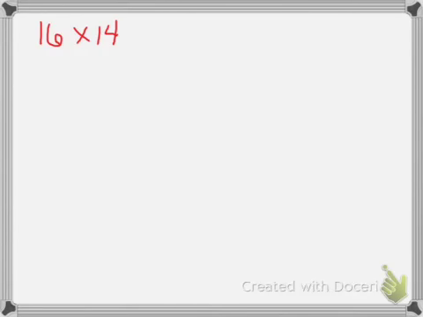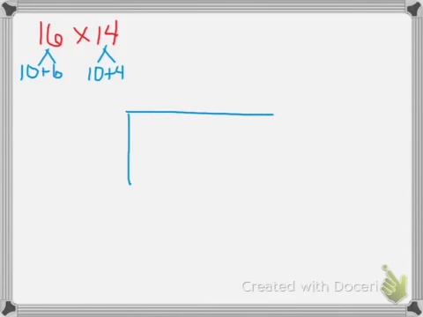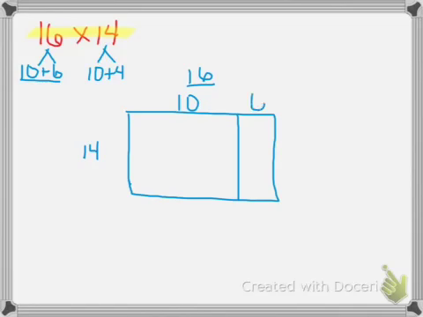So looking at another problem, I have 16 times 14. Again, I'm going to break up those numbers into expanded form. So 16 is 10 plus 6, and 14 is 10 plus 4. I'm going to draw my big model. The big model, again, is the main problem. So 16 going across, 14 going down. Then I separate my 16 into its two parts. I have my group of 10 and my group of 6. Then my 14 is also separated, and I have my group of 10 and my group of 4.